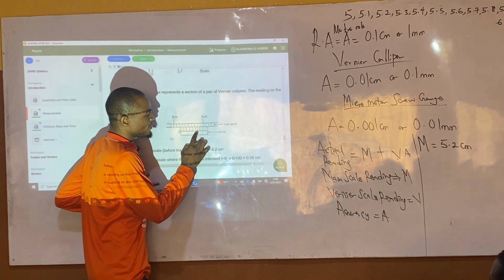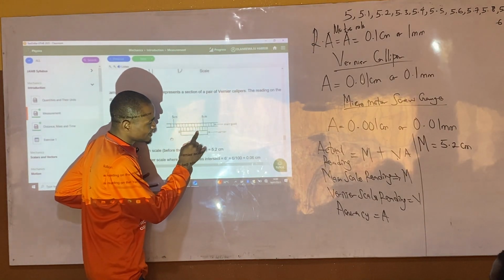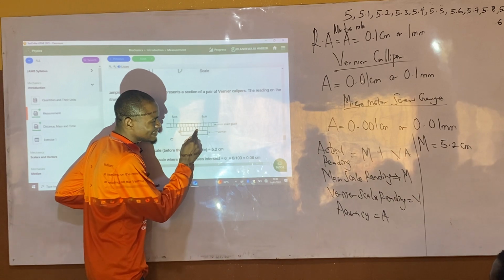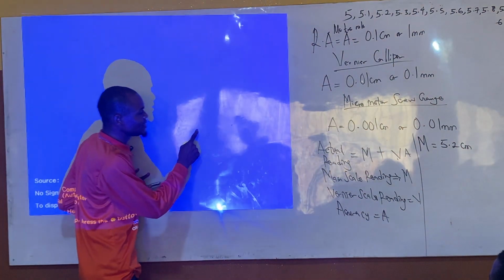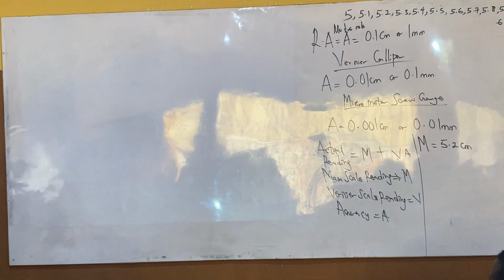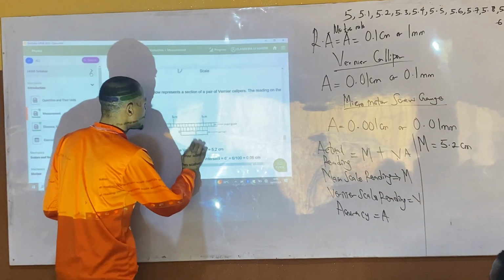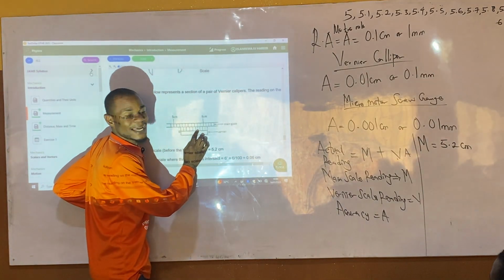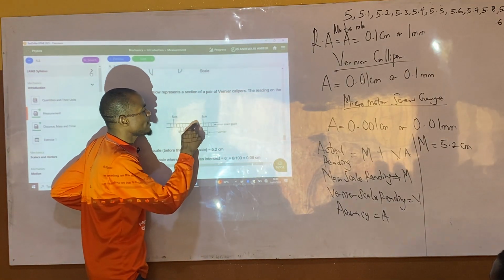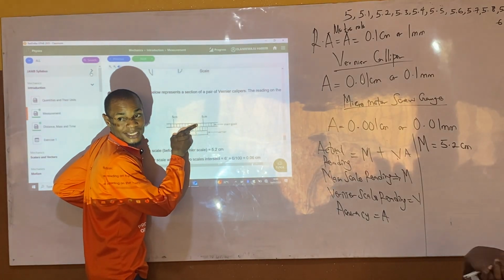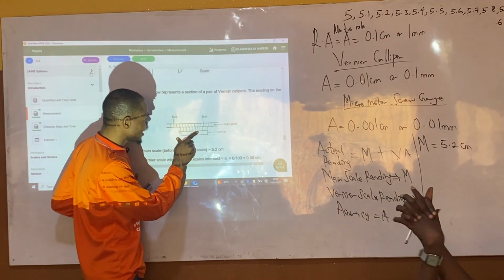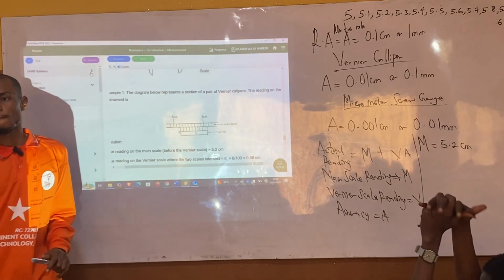After 5, we have 6. Somebody says 6. That is 0.6 on the vernier scale. That line coincides with a line on the main scale, right? 0.6 on the vernier scale. Good.